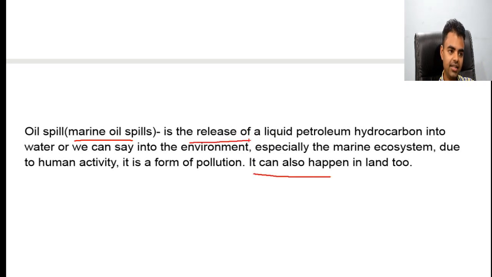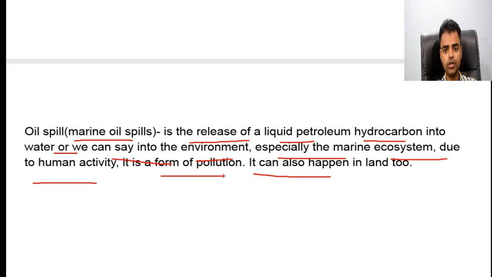An oil spill is the release of a liquid petroleum hydrocarbon into the environment, especially the marine ecosystem, due to human activity, and it is a form of pollution. So it is harmful to the animals or living things living in the marine environment. So it is harmful for them.